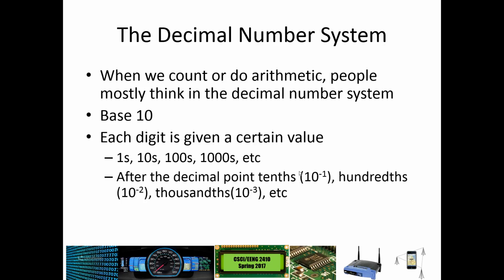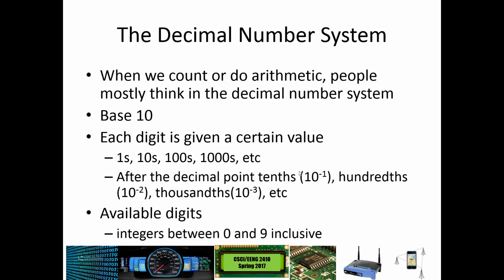And so those are negative powers of 10 to the right of the decimal, and to the left of the decimal you have your positive powers of 10. And your available digits in the decimal number system are 0 through 9 inclusive. And we can generalize the idea of a base by saying that for all bases you can use the digits between 0 and n minus 1. So in this case we have base 10, n minus 1 being 9.